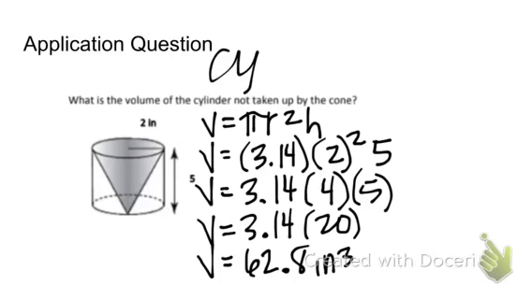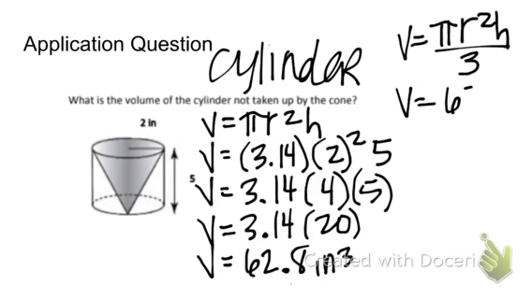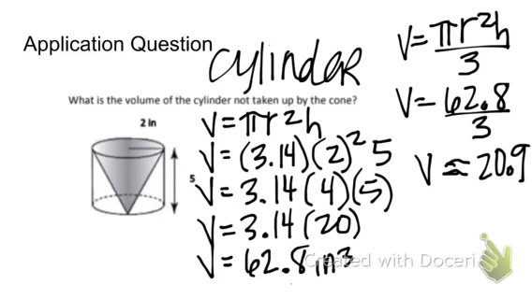I guess I should label this. So then when we find the volume of our cone, the volume of our cone is going to be the same, but you just need to take the volume of the cylinder and divide it by 3. Because the only difference in those, remember, is the dividing by 3. So we can take all of this and just do 62.8 divided by 3. And the volume of our cone is about, if we round to the nearest tenth, 20.9.